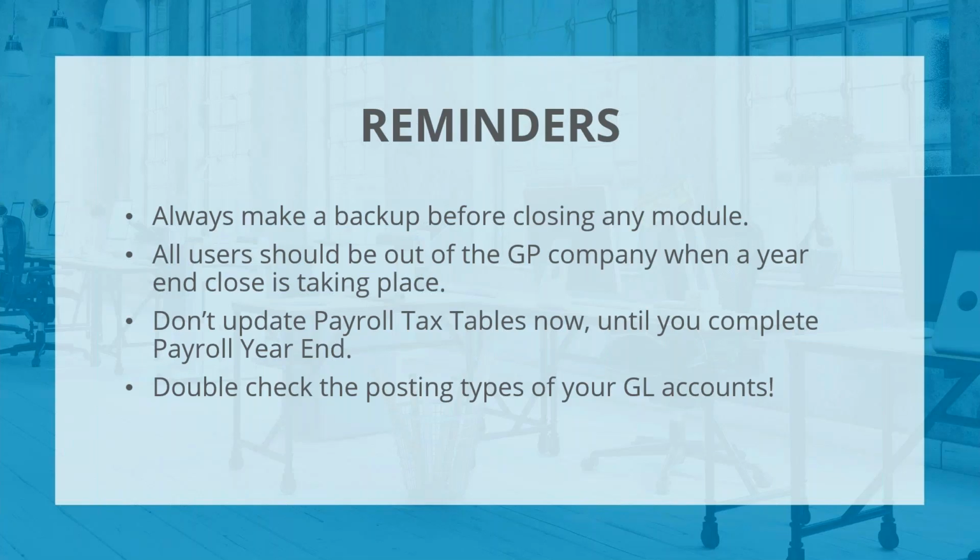Again, company is an option. I would say out of GP completely, just because if somebody does toggle into that company and try and do some transactions while you're closing, it can be a bit of a booger to fix. Don't update your payroll tax tables now. Wait until you've completed all of your 2025 payrolls. You don't want to accidentally calculate a 2025 payroll using 2026 tax rates. And like I mentioned, double check all of those posting types of your GL accounts, because that gets 1 out of 4 people every year.